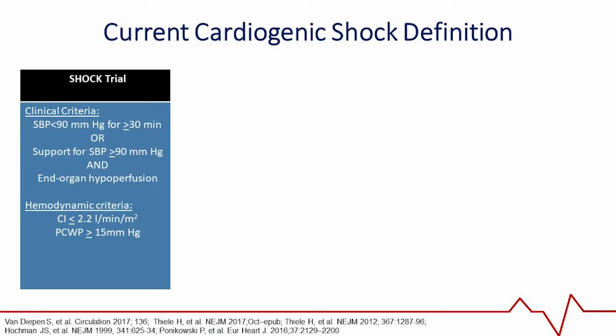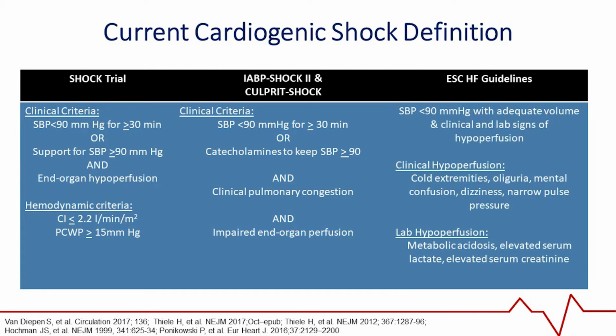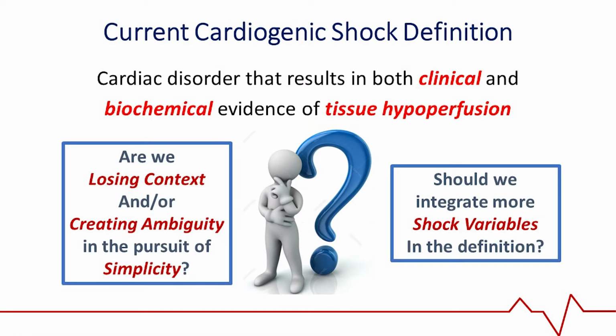We've talked about the definition of shock earlier today with Dr. D'Alessandro, yesterday with Amanda Vest, and the clinical trial definition of a systolic blood pressure of less than 90 with evidence of organ hypoperfusion. It is essentially a clinical and biochemical evidence of tissue hypoperfusion. In this definition, are we losing context and creating ambiguity in the pursuit of simplicity? That's what we're trying to deal with right now.